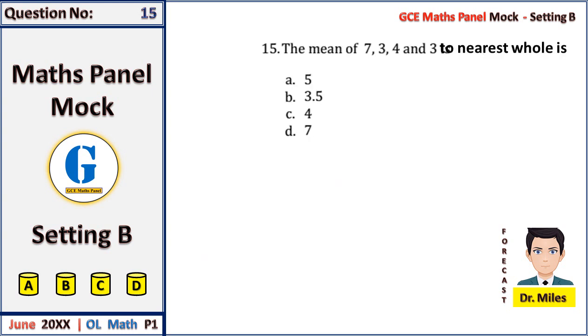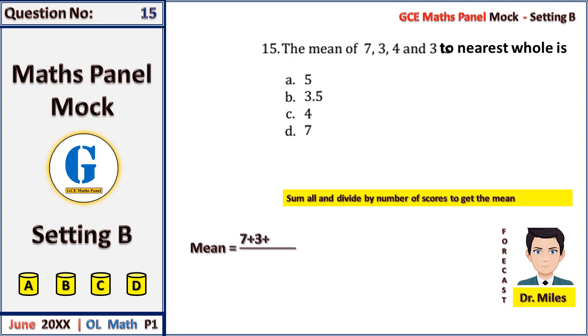15. The mean of 7, 3, 4, and 3 to the nearest whole number is, you just have to sum all the values and divide by the number of scores to get the mean. This gives us 7 plus 3 plus 4 plus 3 divided by 4, which results in 4.25. But to the nearest whole number, it gives us 4. We round down.